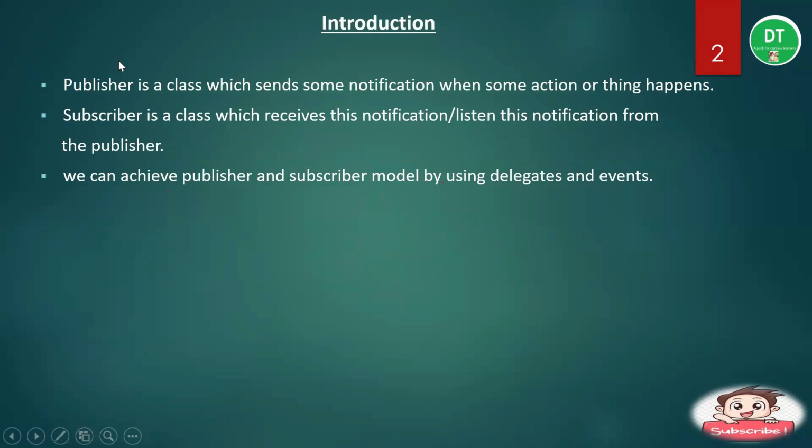So let's discuss the publisher and subscriber model. Publisher is a class which sends some notification when some action or thing happens. Subscriber is a class which receives this notification or listens to this notification from the publisher. We can achieve the publisher and subscriber model by using delegates and events.